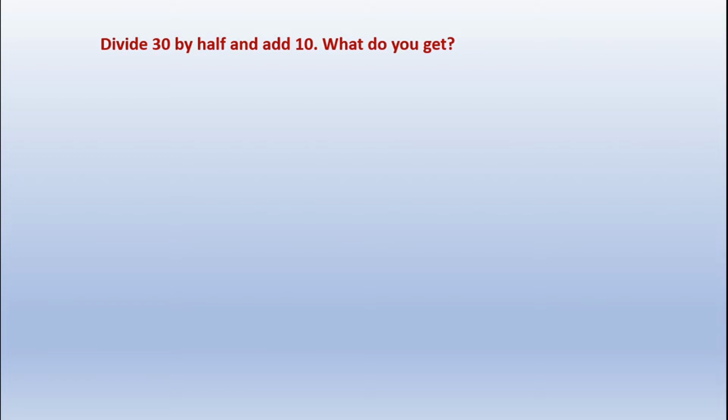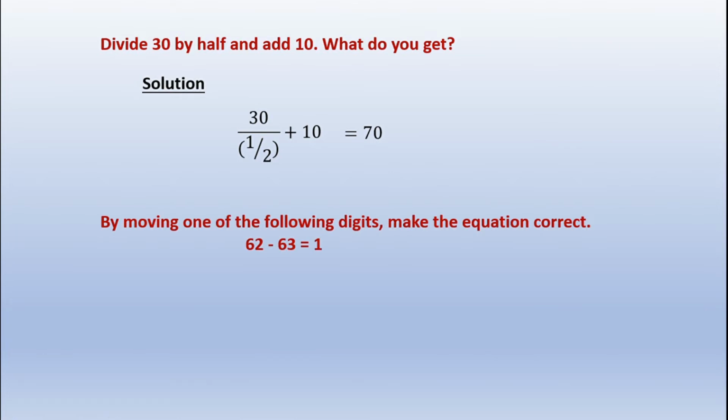In this, divide 30 by half and add 10. What do you get? This is a very small problem. You should understand this correctly. So divide 30 by half. That means 30 divided by half, not 30 divided by 2, and plus 10. So when 30 is divided by half, it means 60, then plus 10, and you will get 70.